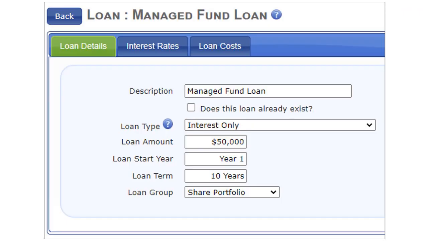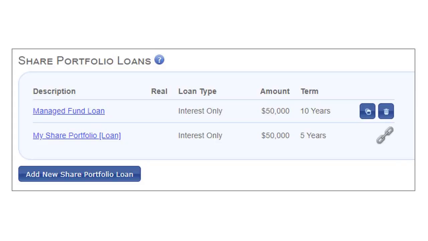The loan funds will be deposited into the transaction account. When the managed funds are purchased, the loan funds will already be in the account ready to pay for the purchase. Note that in the list of share loans there is a chain or link beside the share portfolio and not the managed fund. This loan was not included in the example and was deleted by clicking the delete icon.